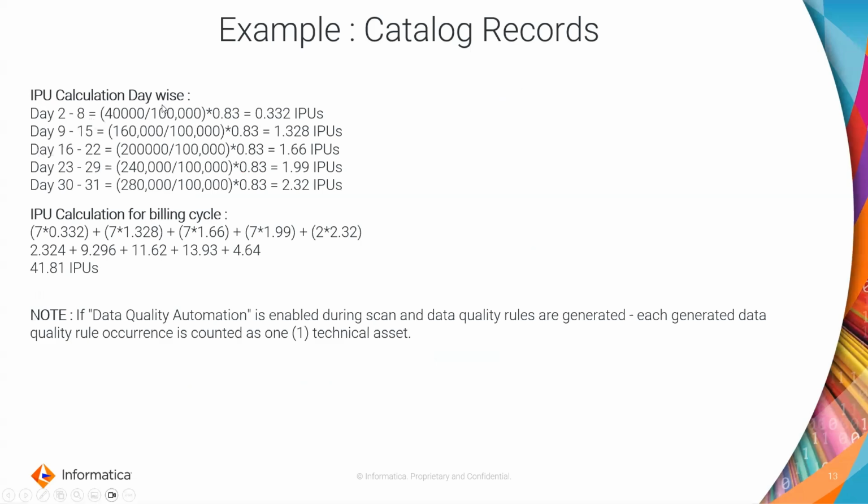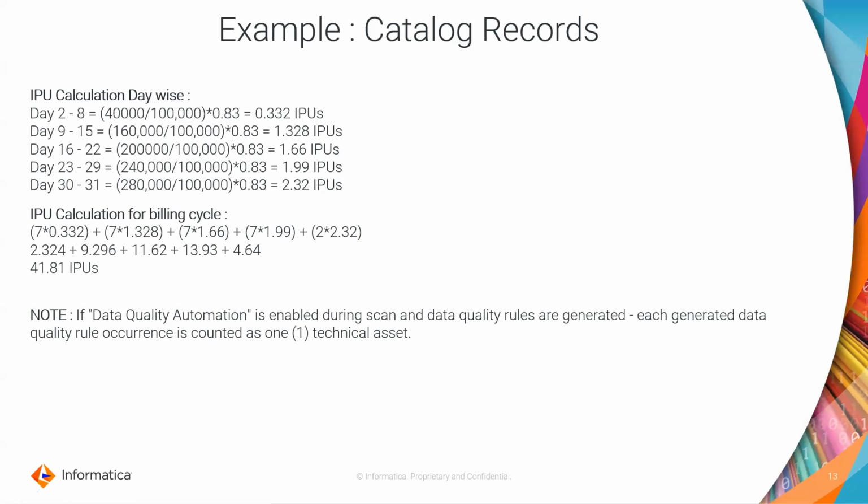Doing the IPU calculation day-wise, based on each day, we are multiplying with the IPU per unit, and we are calculating the number of IPUs consumed. So these are the IPUs that we have consumed from day 2 to day 8, and so on. Now we are multiplying with the number of days. For day 2 to 8, it was this many IPUs and the number of days was 7, so I'm multiplying by 7. Similarly, I have done the same for the other units as well. And the final consumption for my entire billing cycle is 41.81 IPUs.